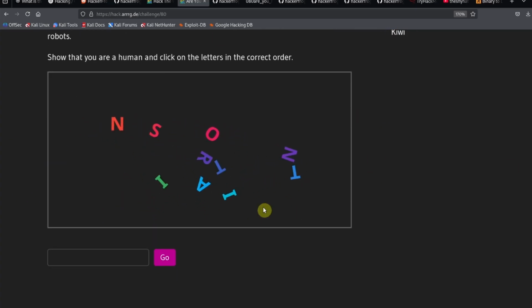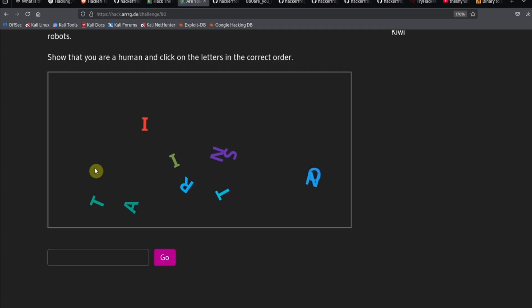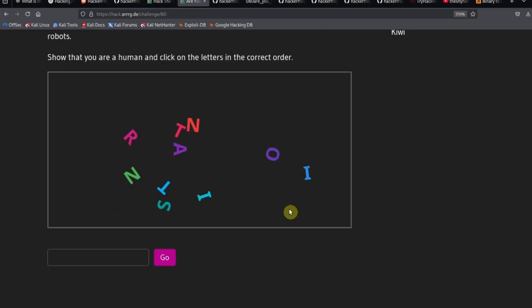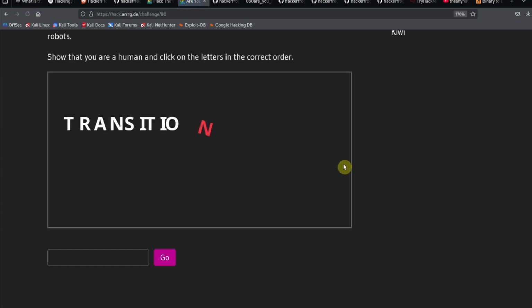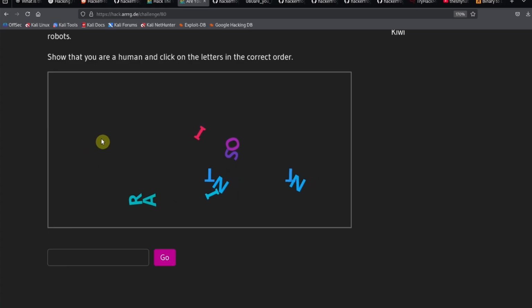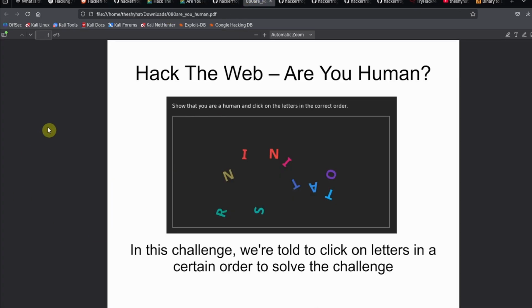So, I mean, this is an implementation of what is called a CAPTCHA, and CAPTCHA is a type of test that tests whether or not the person who is interacting with the system is a human or a robot or a computer. In this case, we need to spell the word, I think it's transition. Let's reload the page. Okay, so the word is transition that we need to spell out. Before we solve the challenge, let's talk about what's going on in here. So in this challenge, we're told to click on letters in a certain order to solve the challenge.